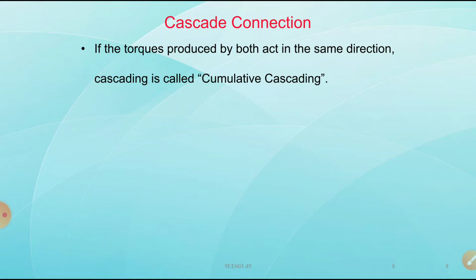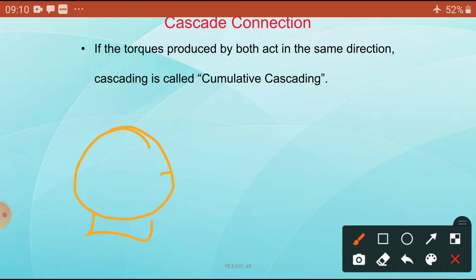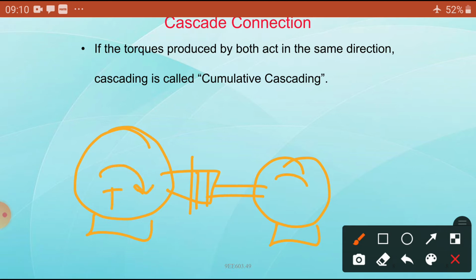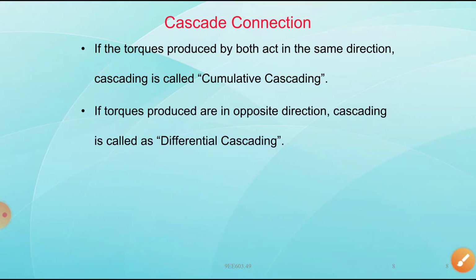If the torques produced by both motors act in the same direction, the cascading is called cumulative cascading. That means if the torque produced by this induction motor and the torque produced by that motor are in the same direction, it is known as cumulative cascading. If the torques are in opposite directions, the cascading is called differential cascading. It is just like the differentially compound motor and cumulative compound motor in DC motors. Similarly here, if the main motor torque and the auxiliary torque are in the same direction, it is cumulative cascading. If opposite, it is differential cascading.